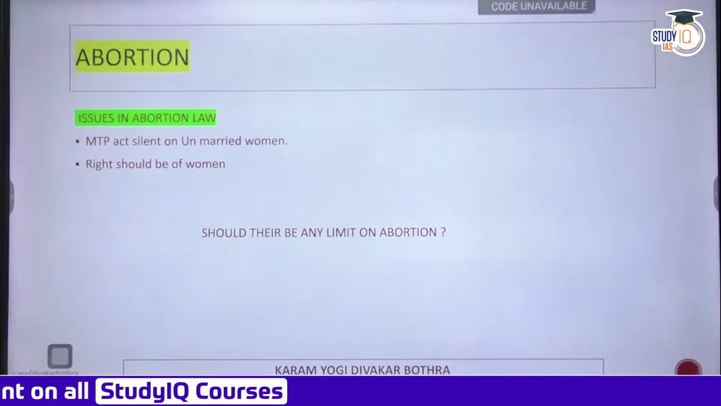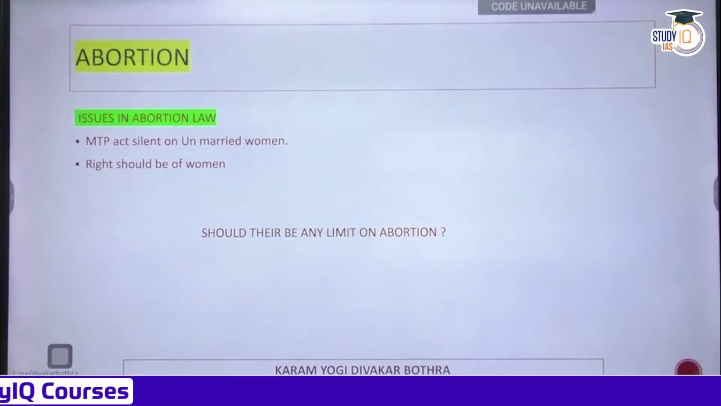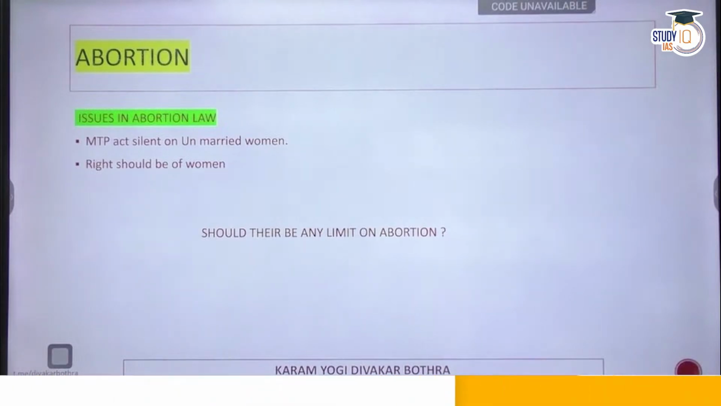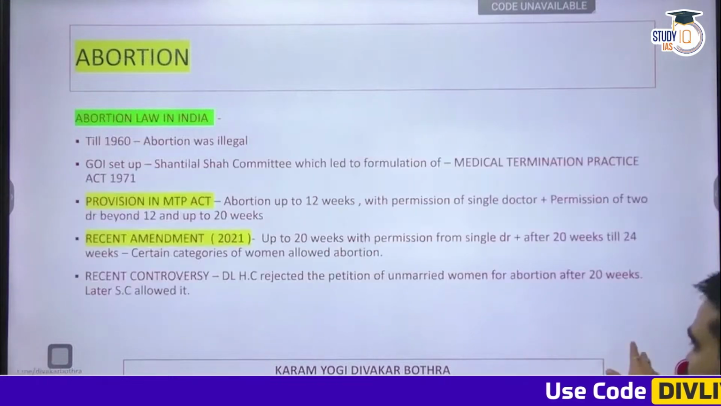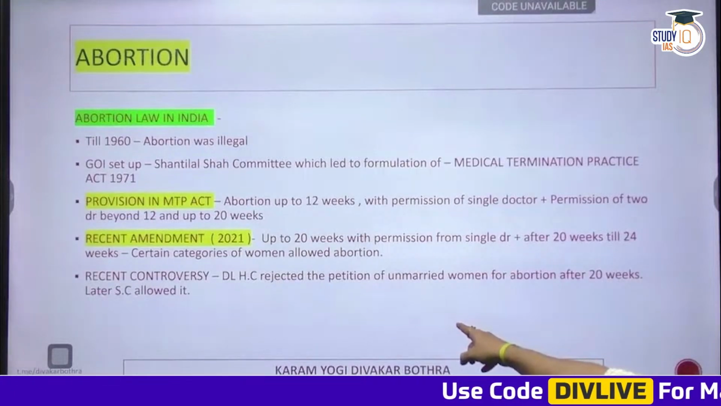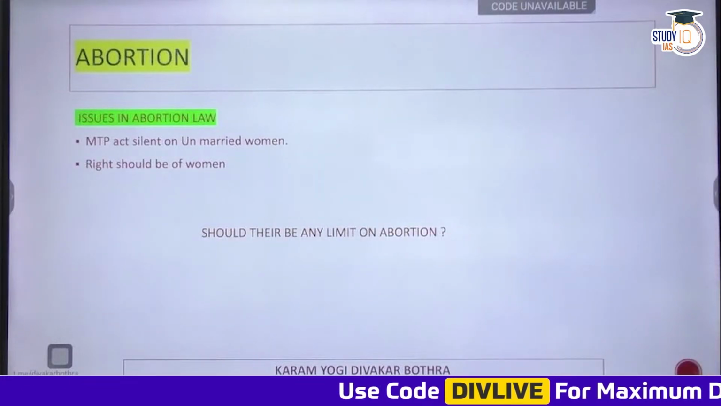Now, let's see issues in abortion laws. The MTP Act is silent on unmarried women. The MTP Act only talks about abortion of a married woman because there was a time when childbirth only happened in marriage. But today, children are also being born outside marriage, and that's the reason Delhi High Court did not allow it, because the MTP Act did not apply to her. It only applied to married women. But the Supreme Court later allowed it.